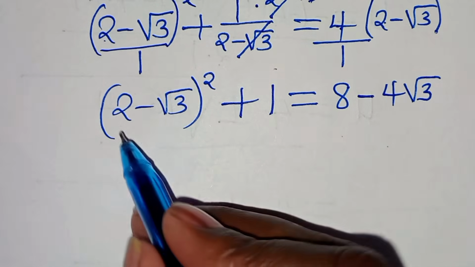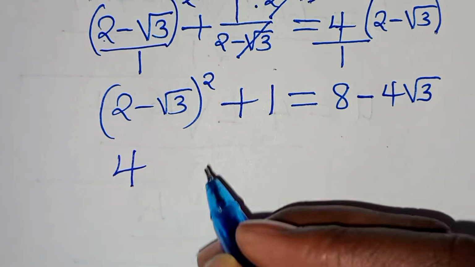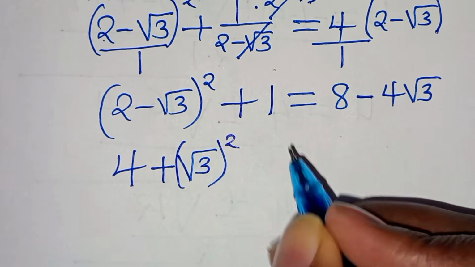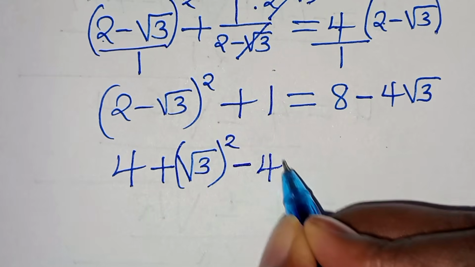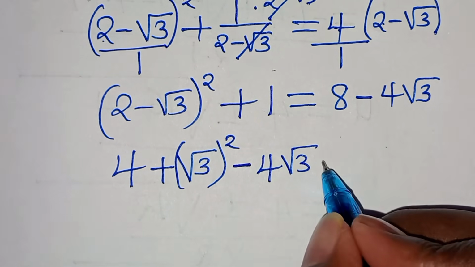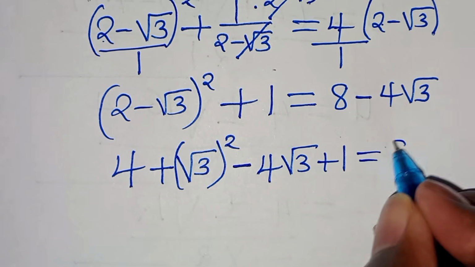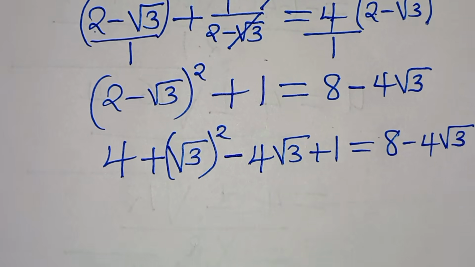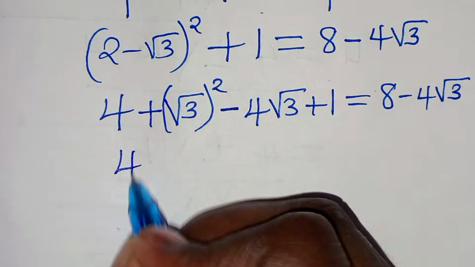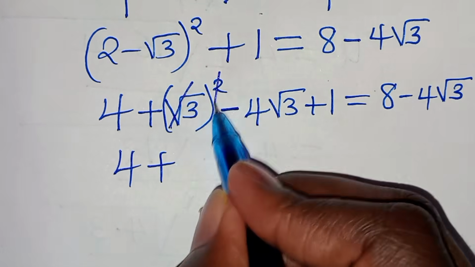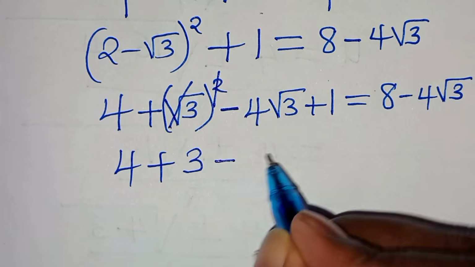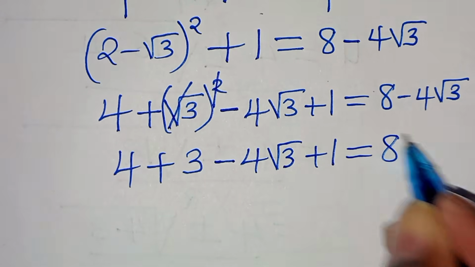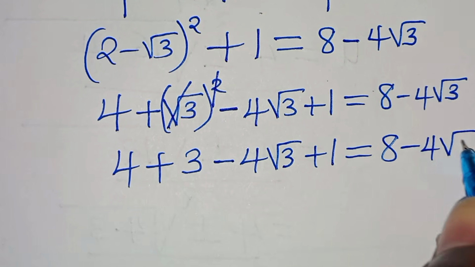Let's expand this, so this is 2 squared, which is 4, plus square root of 3 raised to the power of 2, then subtract 4 square root of 3, then plus 1. This is equal to 8 minus 4 square root of 3. So here we have 4 plus, let's eliminate the square root sign here, plus 3, subtract 4 square root of 3, plus 1, this is equal to 8 minus 4 square root of 3.